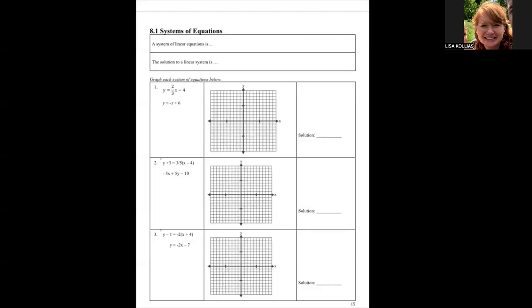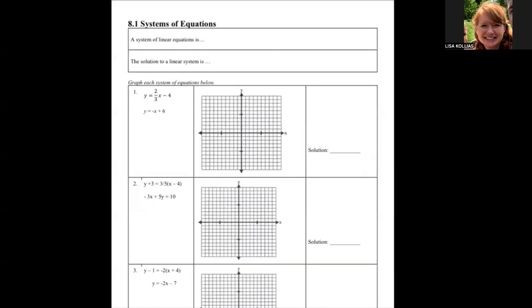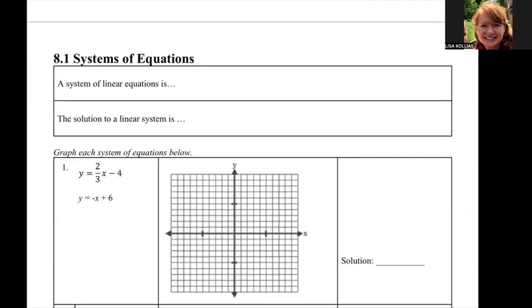All right, let's go ahead and take a look at 8.1, systems of equations. This is a lot of review because you should have seen this before, but it does show up in our curriculum. If we look at what a system of linear equations is, it is a collection of two or more linear equations involving the same variables.